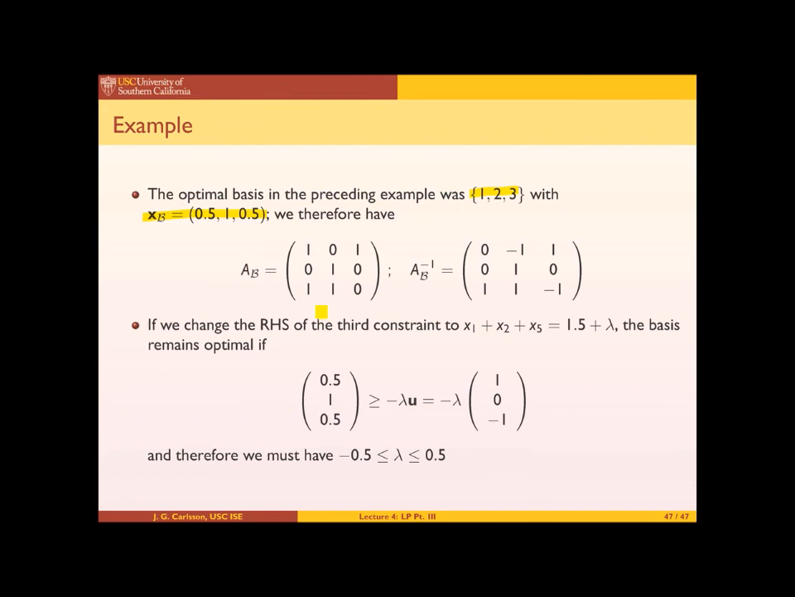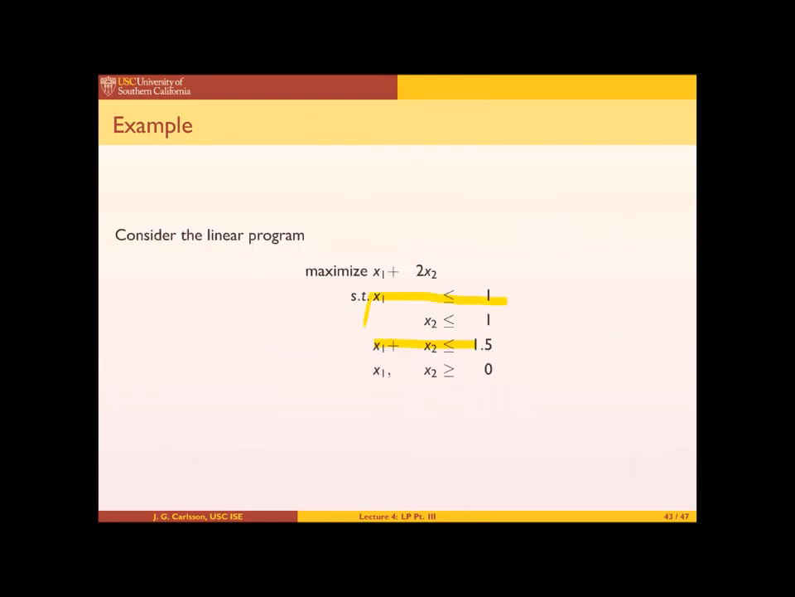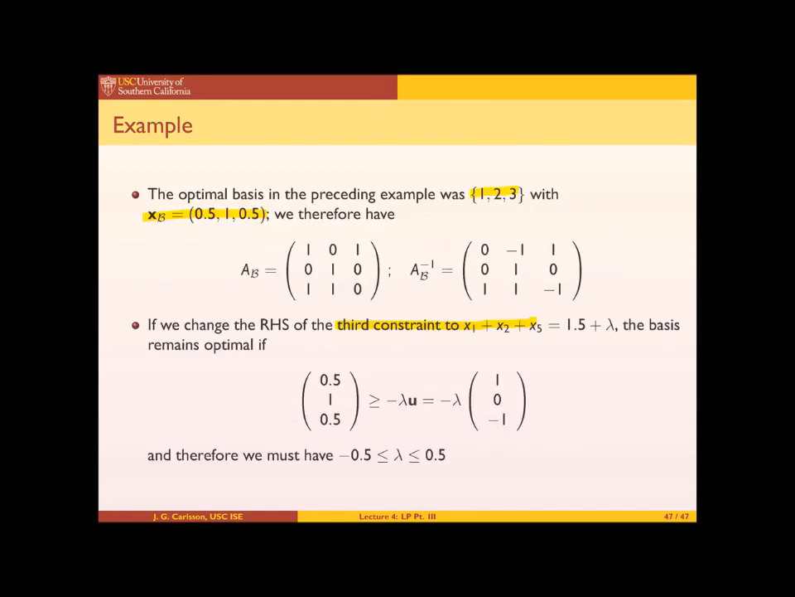The third constraint, from my original problem, said x1 plus x2 is less than or equal to 1.5. You add in a slack variable, so that third constraint says x1 plus x2 plus x5 is equal to 1.5. Now we're going to vary that. So the third constraint says x1 plus x2 plus x5 is equal to 1.5 plus lambda.